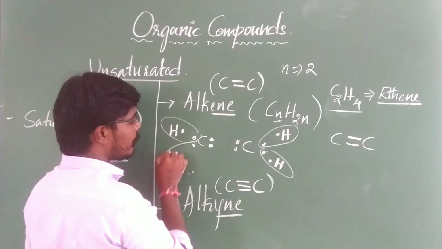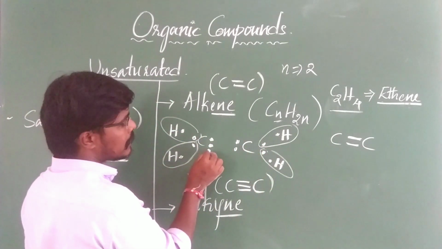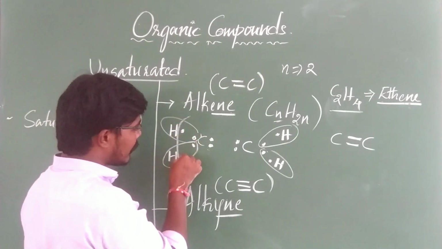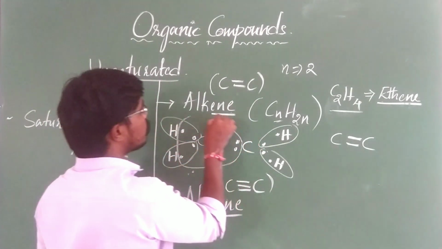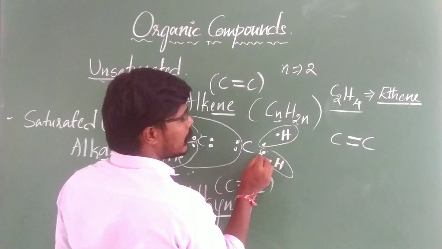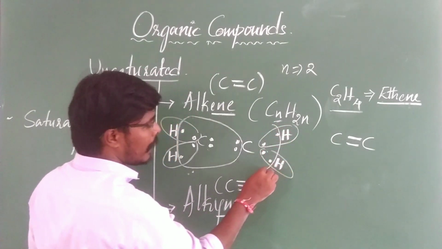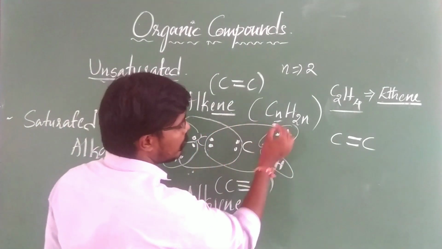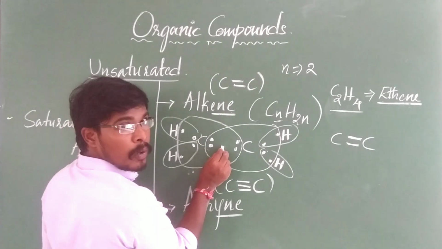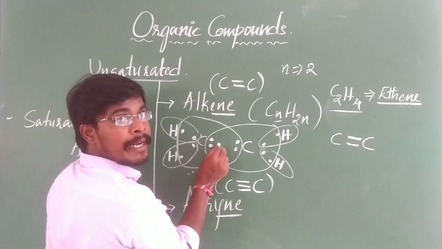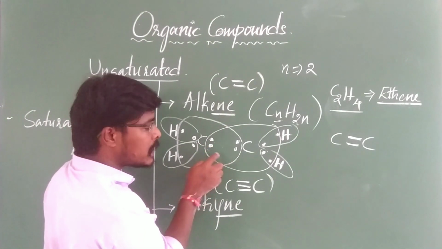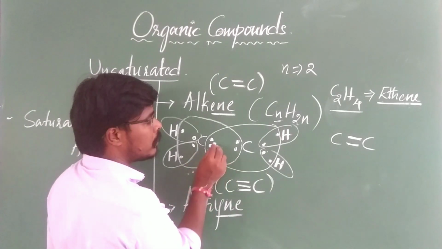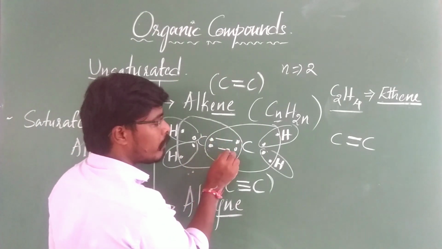The sharing should be given by circles. Then this carbon is going to share 2 electrons from here and 2 electrons from the other carbon. Then this one is sharing 2 electrons from hydrogen and 2 electrons from the other carbon. Now look into the board. There is sharing of 2 pairs of electrons between the 2 carbon atoms. So here one pair and here one pair.